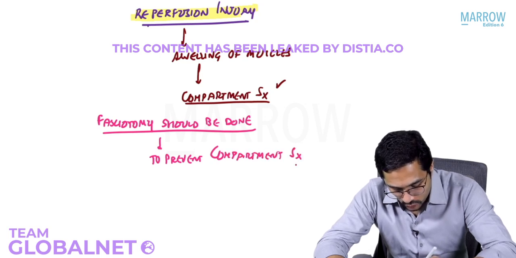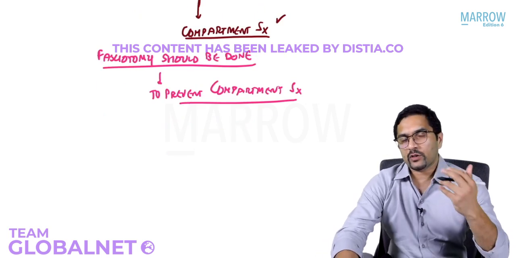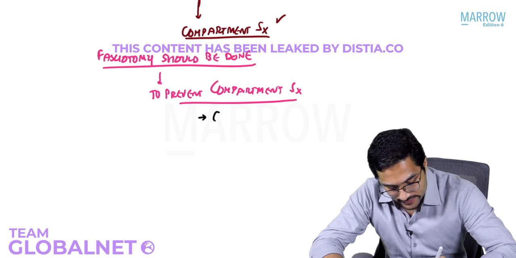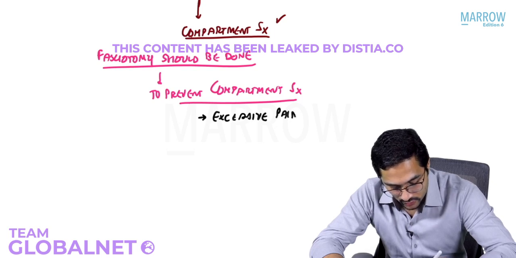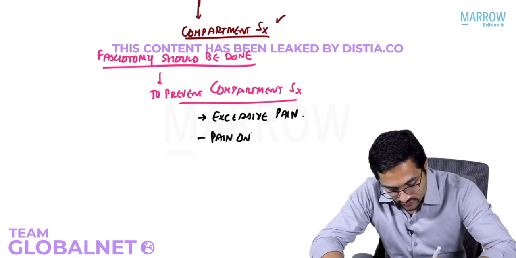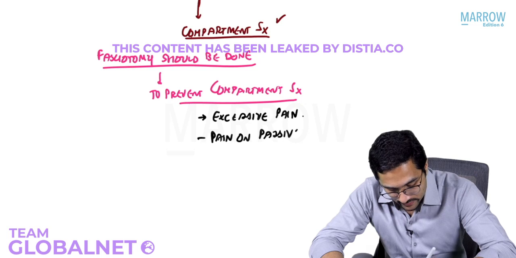And compartment syndrome we've covered at various places. It would have been covered in orthopedics as well. In compartment syndrome, there is excessive pain which is not relieved by medicines. There is pain on passive stretching. That is another sign. There's pain on passive stretching.